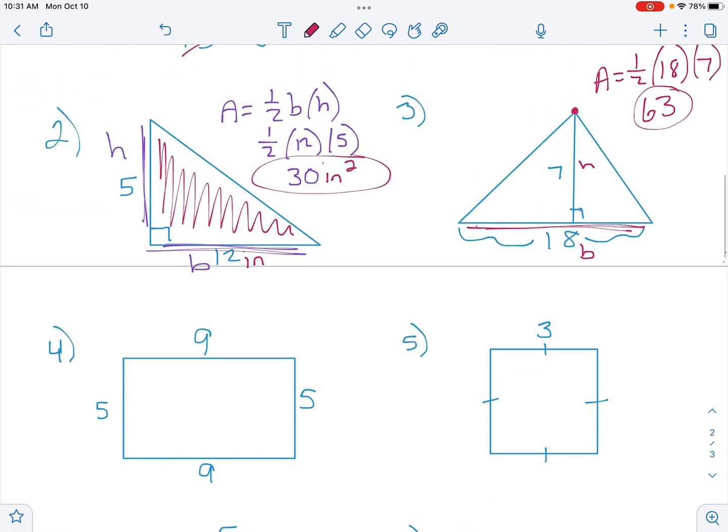Okay, now let's look at a rectangle. With a rectangle, we're going to find the area and we're going to find the perimeter. So to find the area, we have base times height. That doesn't use all the sides. It just uses one of the heights, one of the bases. So 5 times 9.